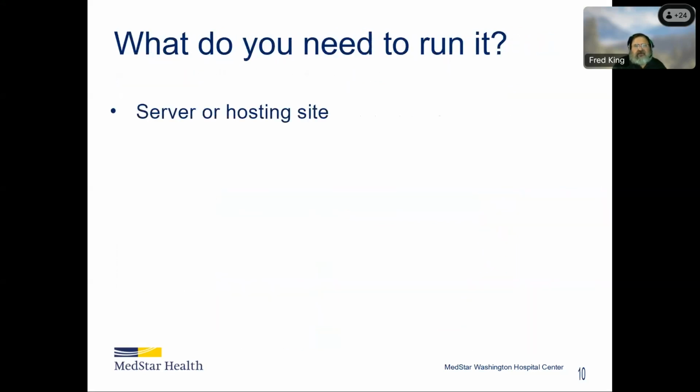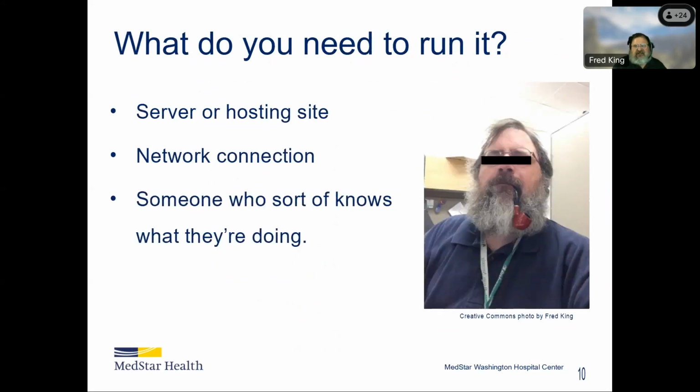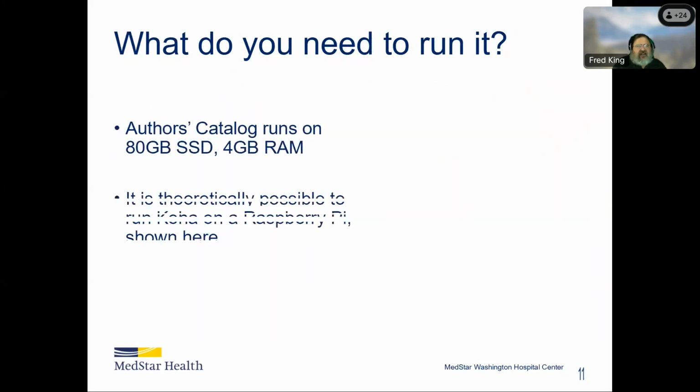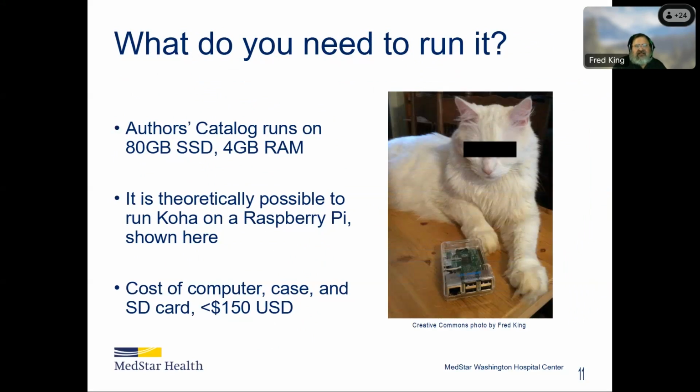What do you need? Well, a server, a network connection, someone who kind of knows what they're doing. I didn't really when I started this. Our catalog runs on an 80 gigabyte hard drive, 4 gig RAM. I have actually done a presentation where I set it up on a Raspberry Pi, which is about, well, cat included for scale. A new version of the Raspberry Pi is coming out next month, which is even better than all the others. Might start to get realistic.